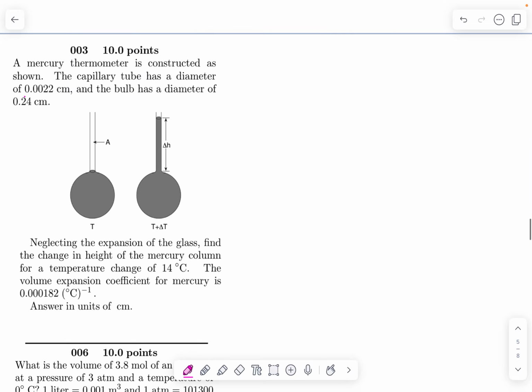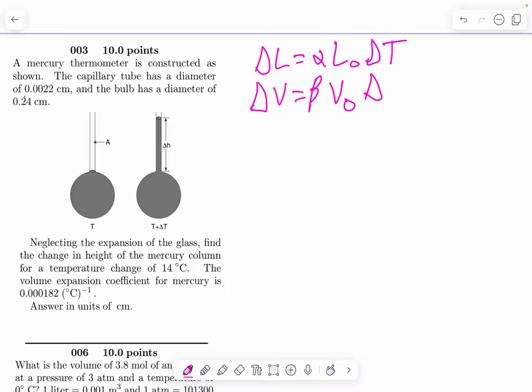So then the next one's very similar, but instead of change in length, it's change in volume. So it's literally the same equation, but you just replace length with volume. So change in length is equal to alpha, original length, change in temperature. Change in volume is equal to, you can call it alpha, but technically it's a different constant because it's volume instead of length. So it's beta, but it's the same thing, times original volume times your change in temperature.